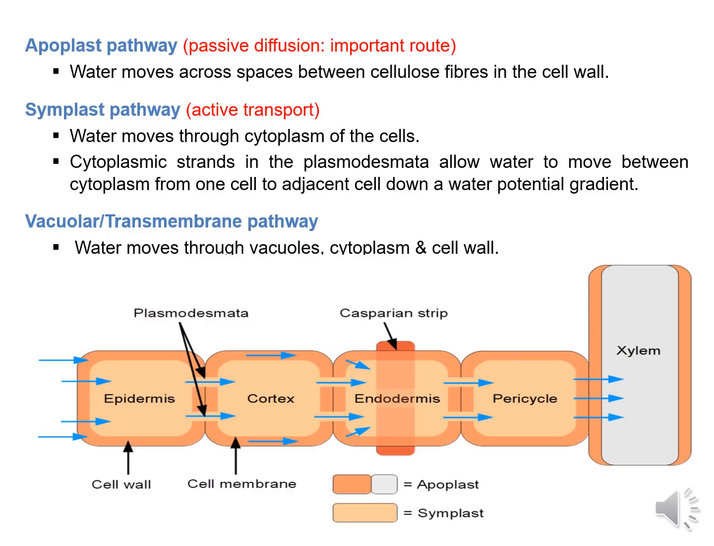So let's recap. The routes which transport water or even dissolved mineral ions in the plant system, especially from the soil into the roots, next to the xylem, are the apoplastic route, symplastic route, or vacuolar and transmembrane route. You may also want to call it the apoplast pathway, symplast pathway, or vacuolar and transmembrane pathway.